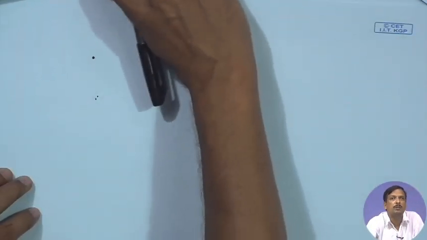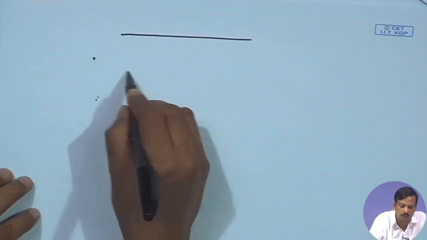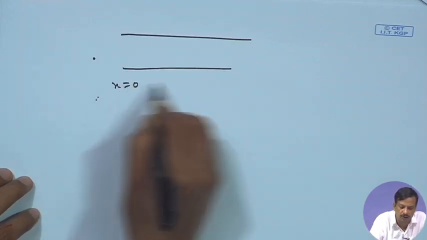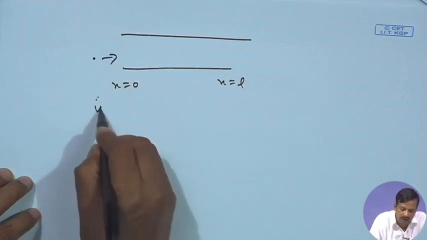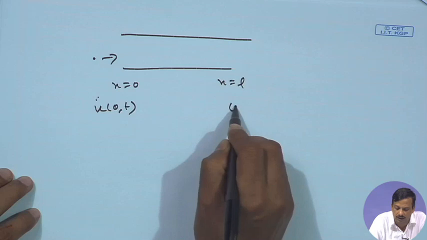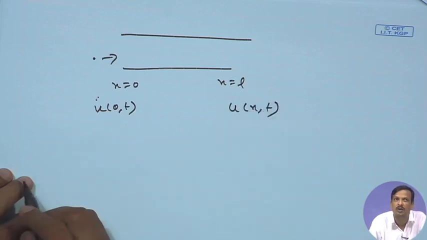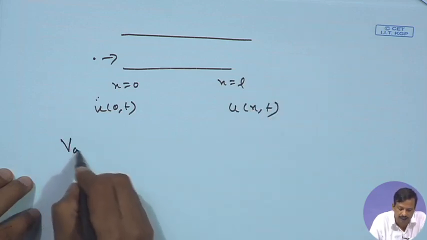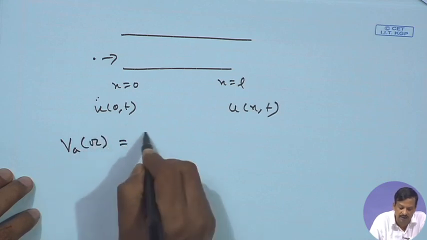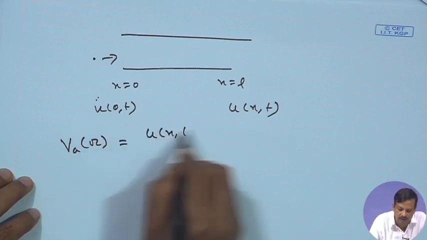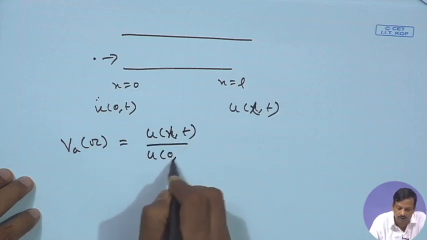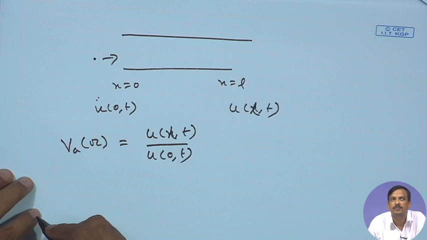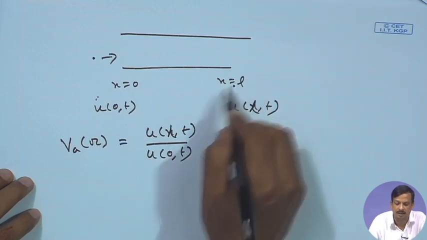Now I come to the transfer function of the tube. In the tube, this is x equal to 0 and this is x equal to L. If the input is u(0,t) and the output is the volume velocity u(L,t), then the transfer function V_a(omega) is nothing but u(L,t) divided by u(0,t), where x is L and x is 0 respectively.